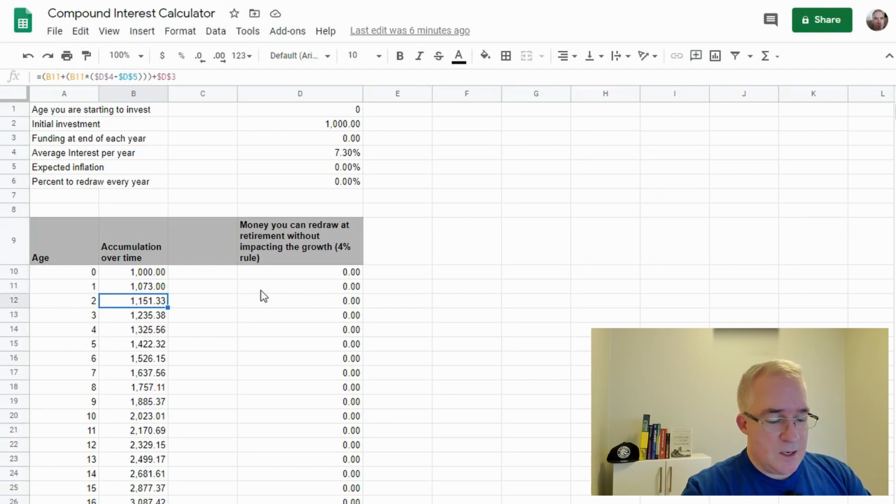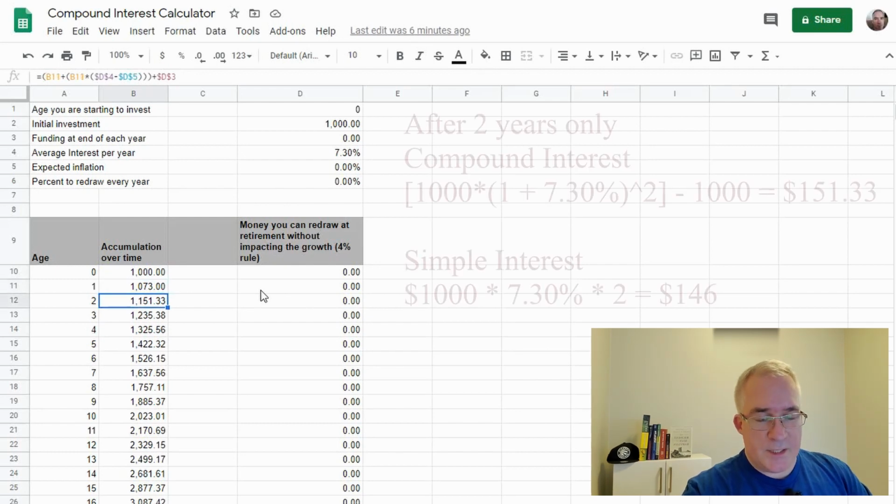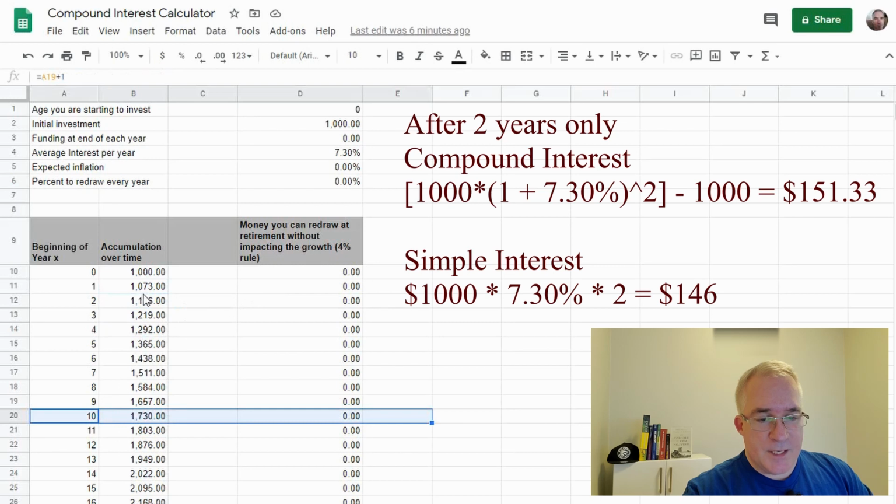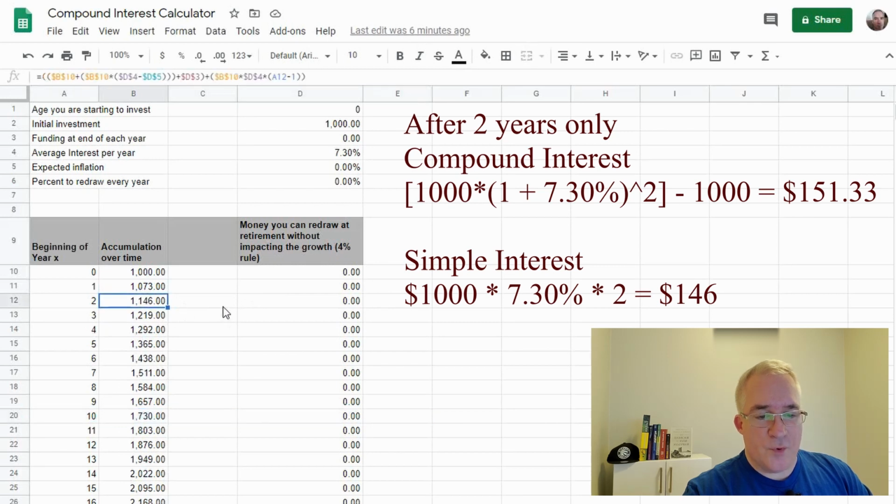Why? Because now the interest is not only on the $1,000, but the interest is calculated on the capital plus the interest accumulated the previous year. Interest over interest. So right away in the second year, we can see 1,151.33 versus 1,146 in the second year. So you see there's already a difference.